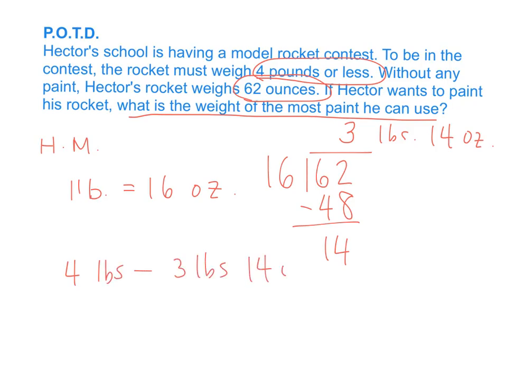And what would you get as your answer? So if I have 3 pounds and 14 ounces worth of weight, how much more weight could I add before I get to 4 pounds? Sidar? 2 ounces. So what's the most amount of paint that Hector could use on his rocket? Rashika? 2 ounces. 2 ounces of paint, that's right. Okay, because you'll notice it can weigh 4 pounds or less. So if he adds exactly 2 ounces of paint, how much will his rocket weigh? Exactly 4 pounds, yeah.